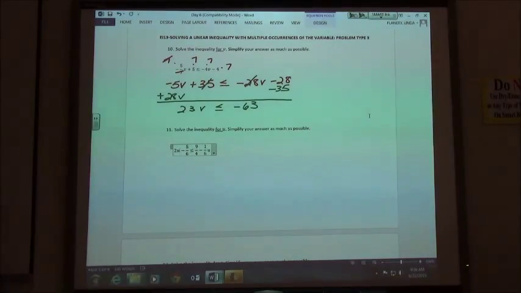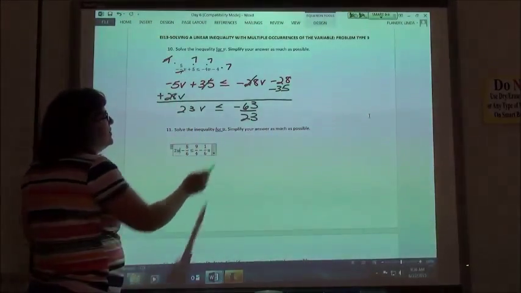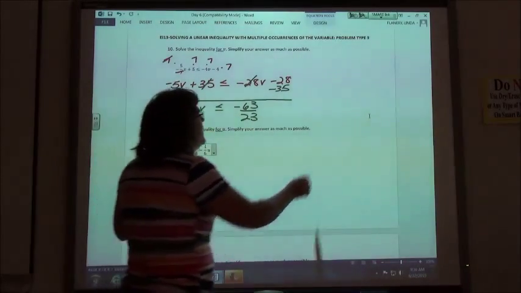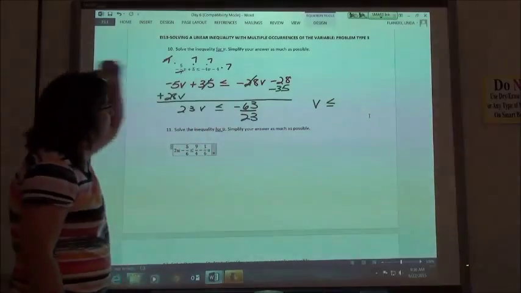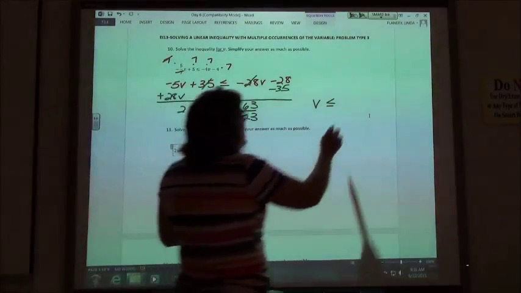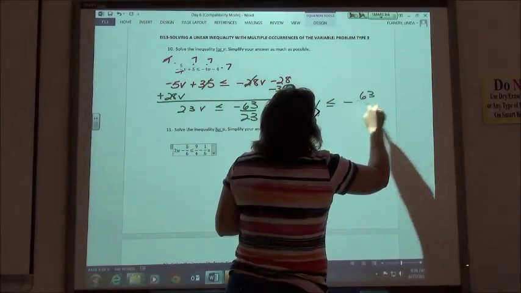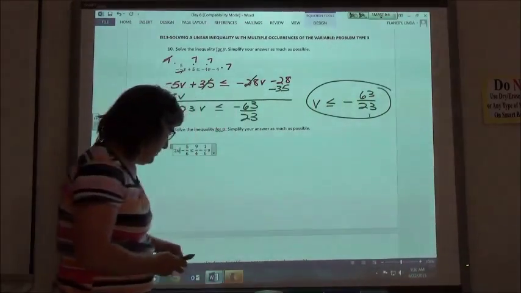And then of course I have to divide to solve that. I divided by a positive, so my inequality should stay the same. v is less than or equal to, and I can't really reduce that down. The only thing they're going to do is put the negative in front. So negative 63/23. And that's going to be my answer.